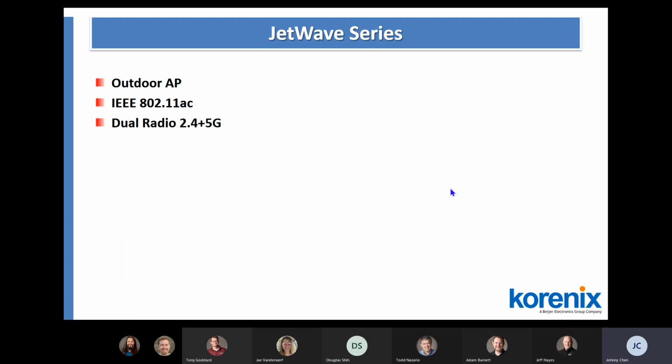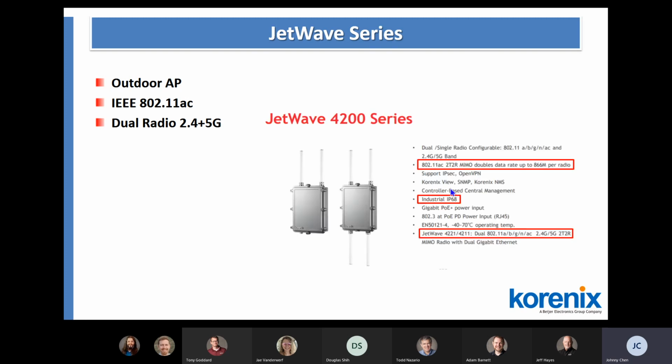Okay, so next, the customer needs an outdoor AP with L2 and 11 AC, and you need dual radio with 2.4G and 5G at the same time. So you have to choose the J-Wave 42 series because it supports dual radio, it also supports 11 AC, and it is waterproof. The industrial IP68 rating means it can be put outside directly. So for this condition, I would choose the 42 series.